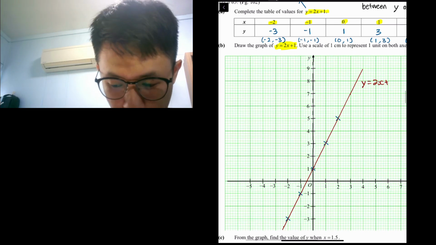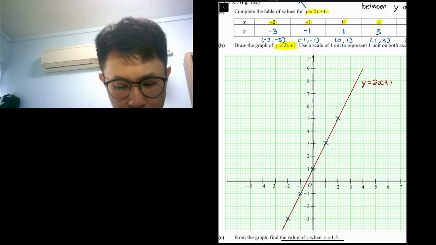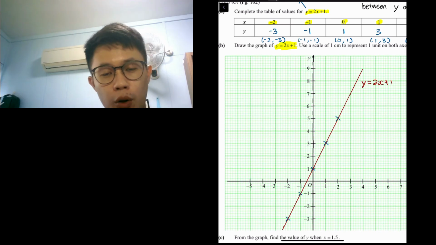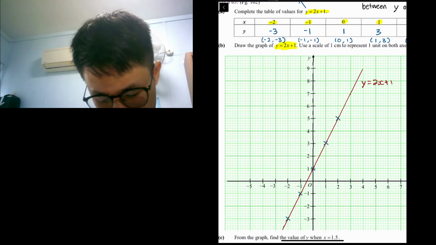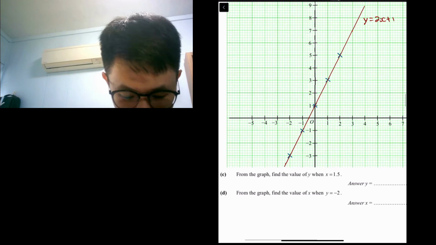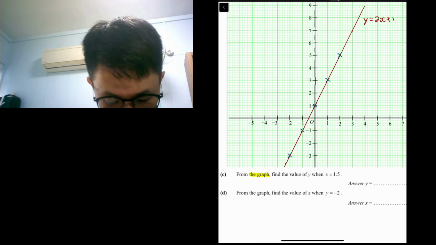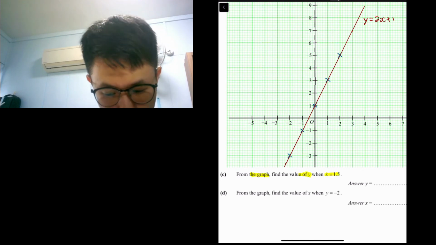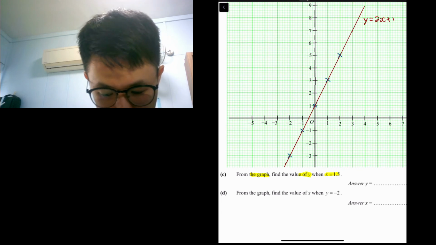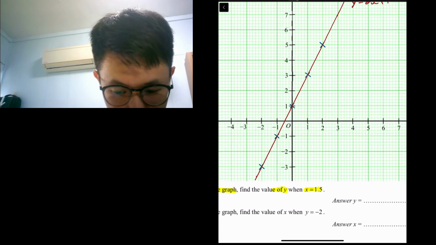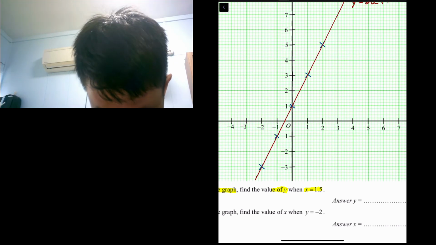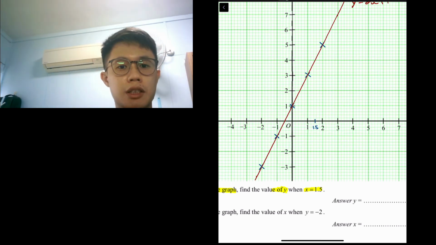Okay, so any point that lies on this line, you can find the value of any point as long as it lies on the line. So for example, now we will say from the graph, we find the value of y when x is equal to 1.5. So when x is equal to 1.5, I'm going to use a different color pen here. Probably use blue. Okay, 1.5 is here. So what I'm going to do is use my ruler again.